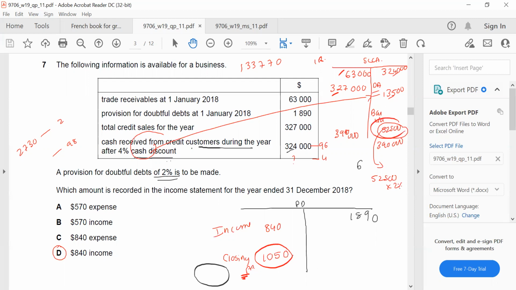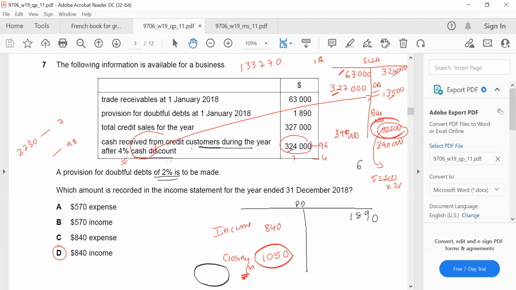Just one minute. I have received 324,000 after 4% cash discount. That means 324,000 represents 96%. 96 would be after 4% discount. So what would be the 4% discount?